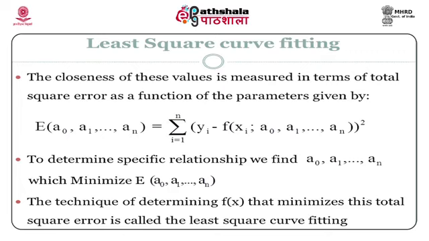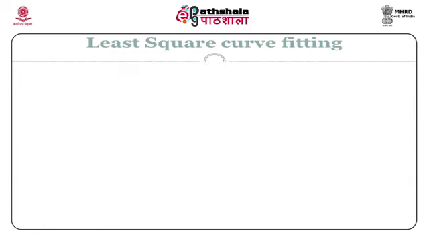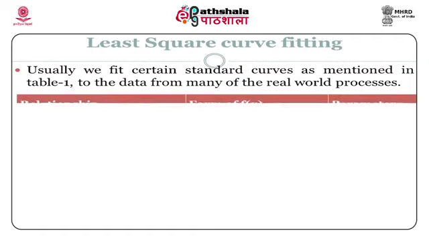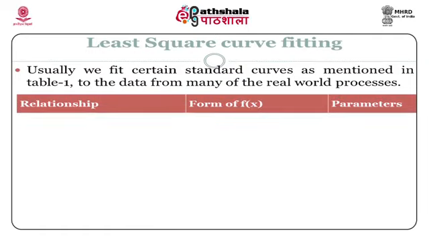So what we are trying to do is the closeness of these values is measured in terms of the total square error. So naturally, to determine the specific relationship, we find a0, a1, a2, a3, ..., an which minimizes this total square error. The technique of determining f(x) that minimizes this total square error is called the least square curve fitting technique. Usually, we fit certain standard curves as mentioned in Table 1 below to the data for many of the real world processes.